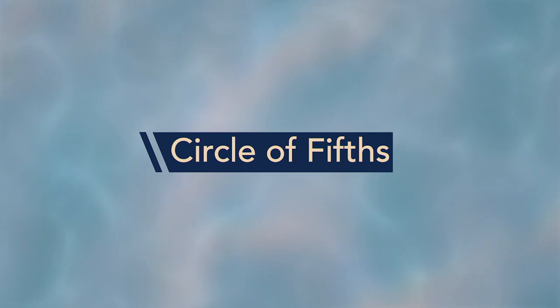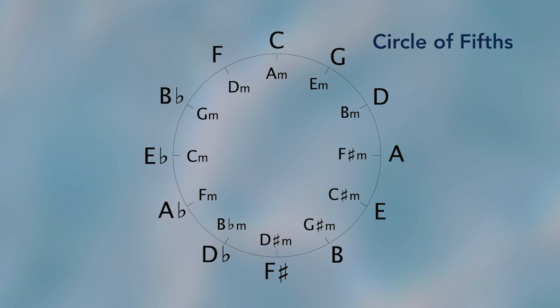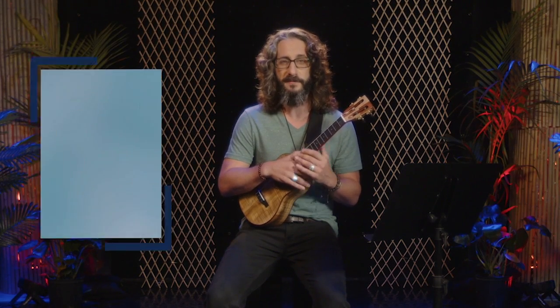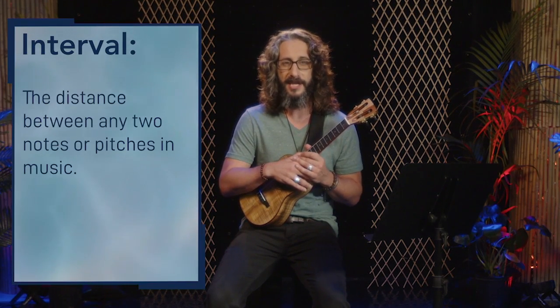Why do we go from the key of C major to the key of G major? Another great question. One common and extremely useful way that we organize the 12 pitches of music is called the circle of fifths. A fifth is an interval. An interval is the distance between any two notes or pitches in music.